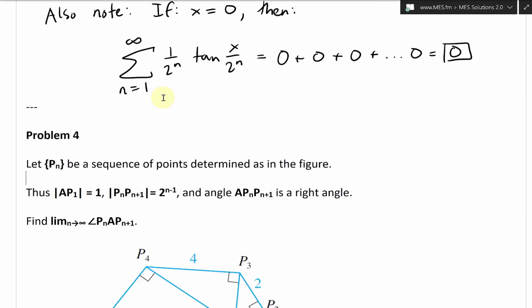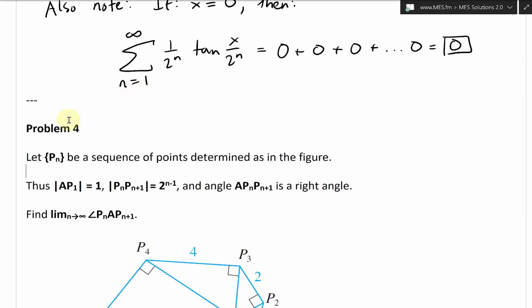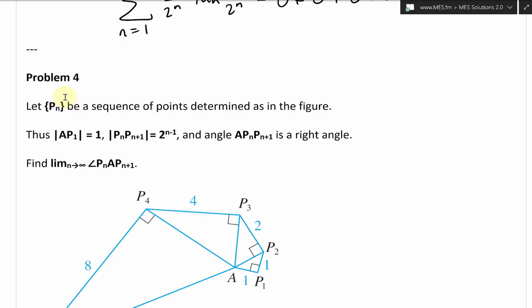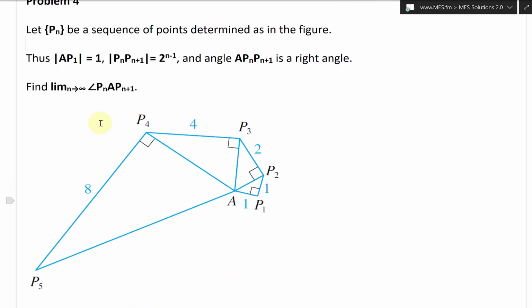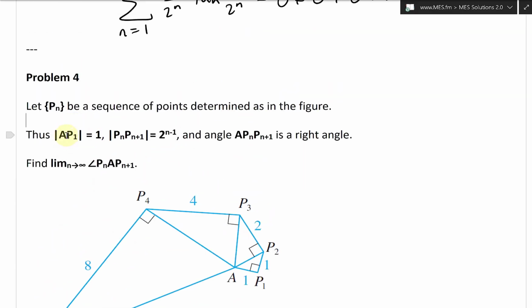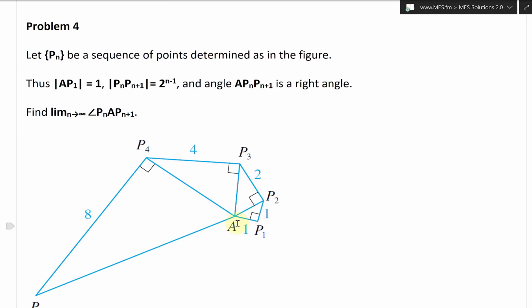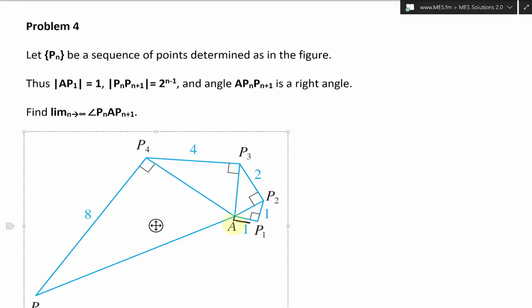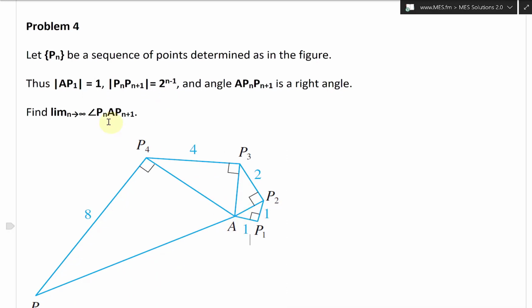Alright, so now let's finally move on to the next problem, and that's problem 4. Here we're asked: let this sequence right here, P sub n, be a sequence of points determined as in the figure over here. Thus, the absolute value, this is a distance, just meaning distance. So the distance A, P1 is equal to 1. This distance is equal to 1. A, P1, this is typically how you write distances.